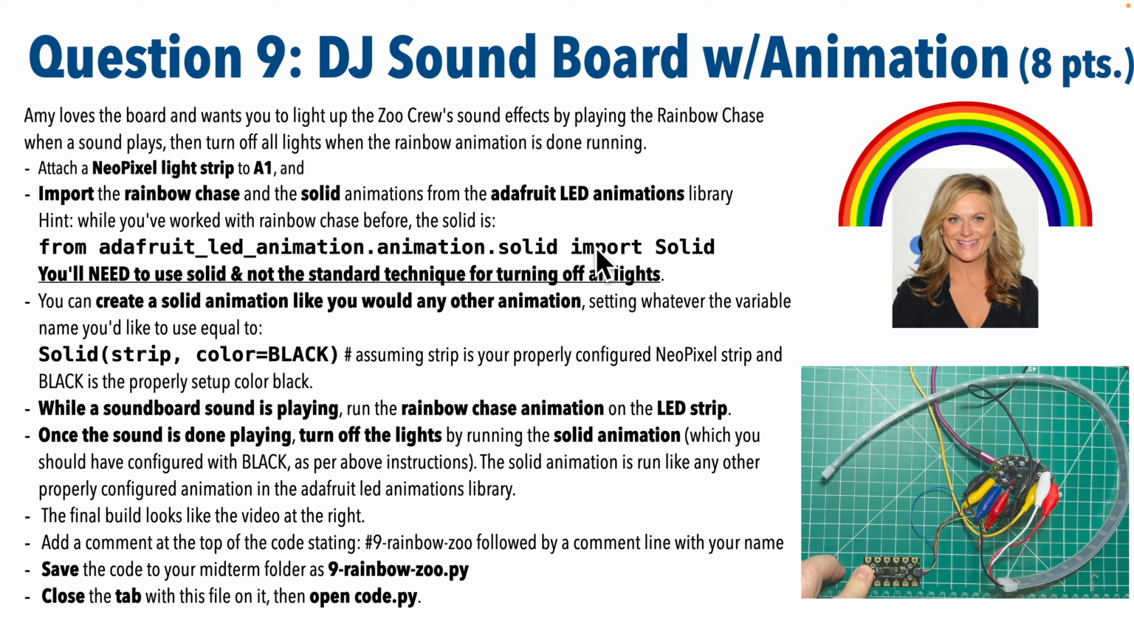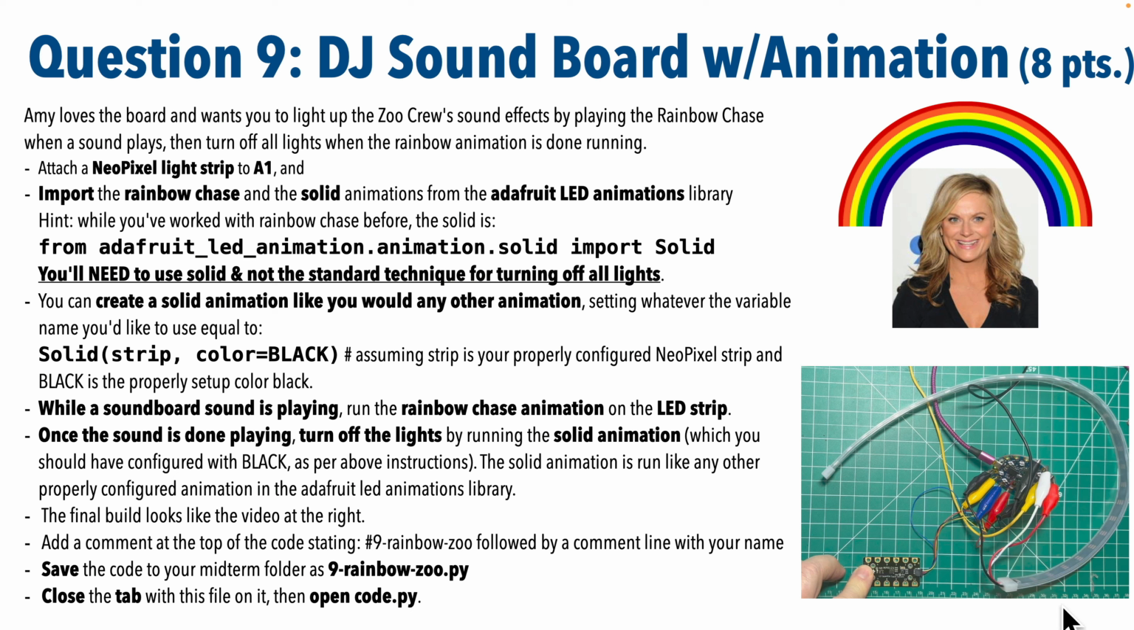The one we didn't use was solid, and I wanted to point out to you, hey, after you do the animations, if you want to turn things off, you can't just say strip.fill black. That's not going to work, and I tell you that. But I said, hey, what you do is you just call the solid animation. It's called in the same way that you set up the rainbow animation to a particular value. You just do the same thing with the solid animation in here. You call that, and you turn off all the lights.